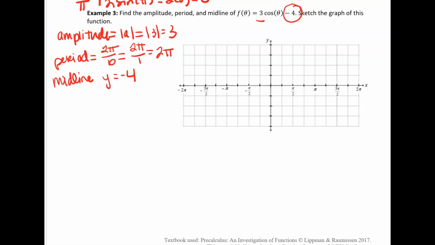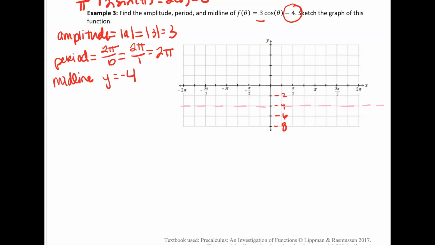And so what I actually want to do is at y equals negative 4, and I'm going to count this one by 2's, so it fits onto my graph here. And so this would be negative 2, negative 4, negative 6, negative 8. So if there's a midline at y equals negative 4, that means I have this imaginary line crossing here at negative 4, and my graph has shifted down to that.